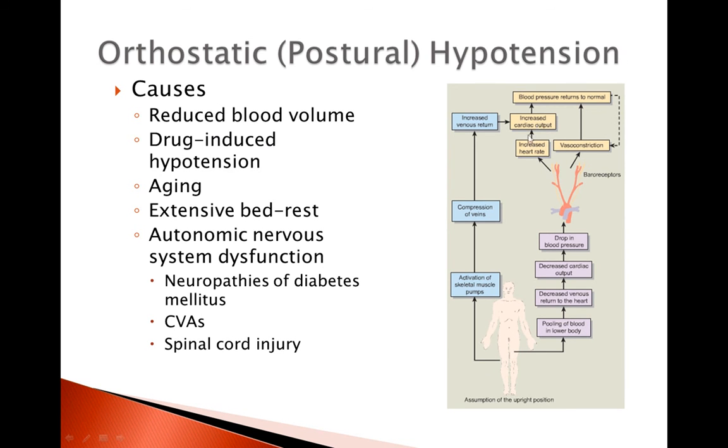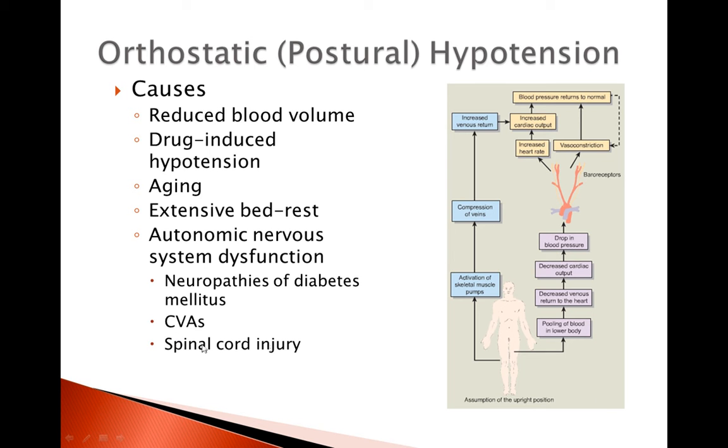This whole mechanism, particularly with the baroreceptors, doesn't work well as you age, and extensive bed rest can actually shut down some of these mechanisms, certainly weaken skeletal muscles in general, so that can be a problem. And there can be autonomic nervous system dysfunction. Neuropathies are damage to nerves. We'll talk about different types of neuropathies that can occur with diabetes mellitus. So in this case, that's going to affect autonomic nervous system function.